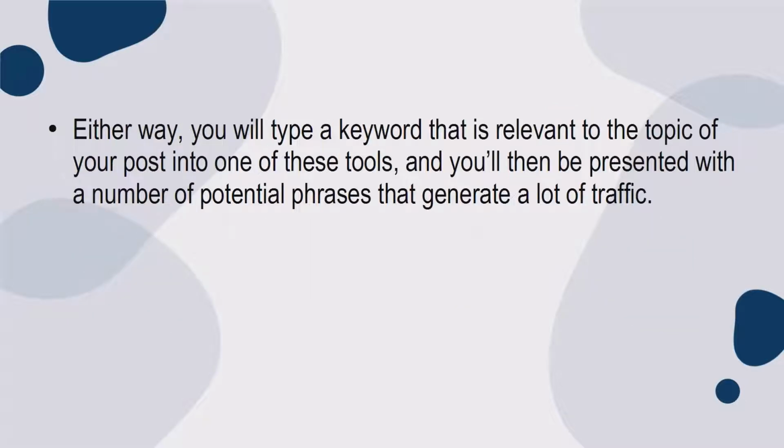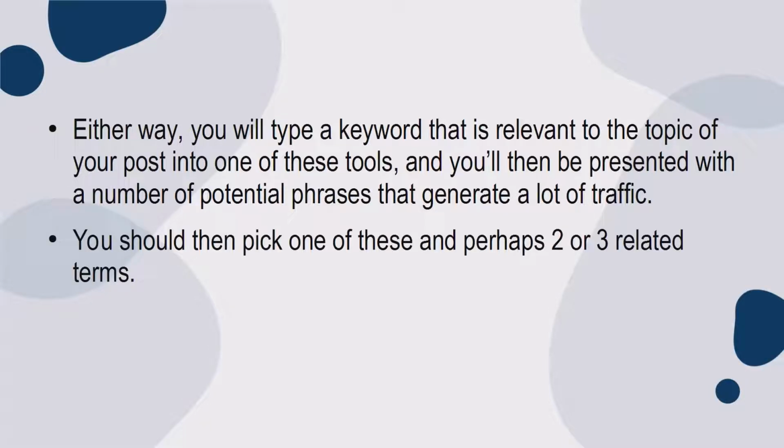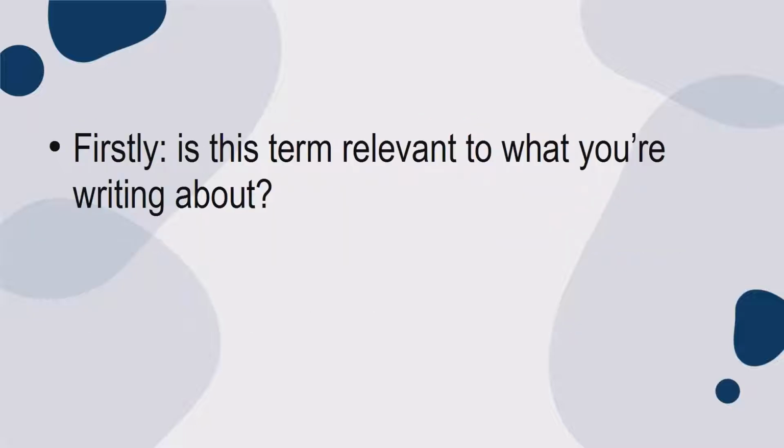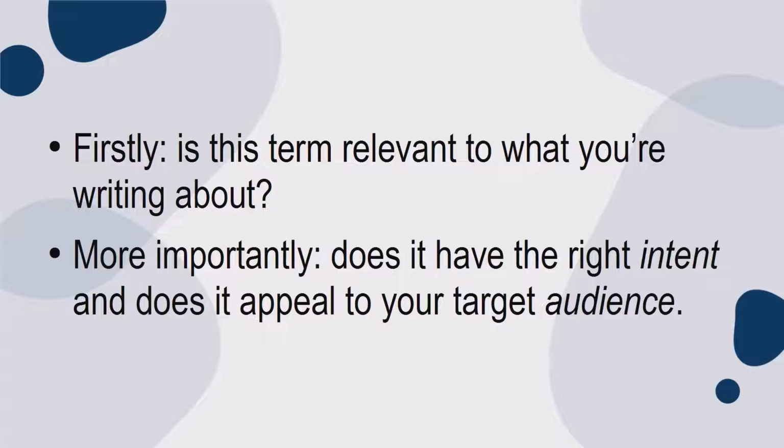Either way, you'll type a keyword that is relevant to the topic of your post into one of these tools, and you'll then be presented with a number of potential phrases that generate a lot of traffic. You should then pick one of these and perhaps 2 or 3 related terms. But there are a couple of things to consider. Firstly, is this term relevant to what you're writing about? Most importantly, does it have the right intent? And does it appeal to your target audience?